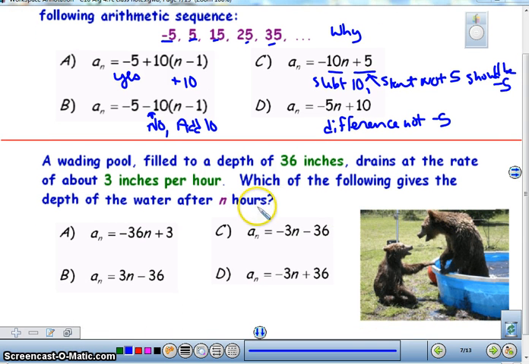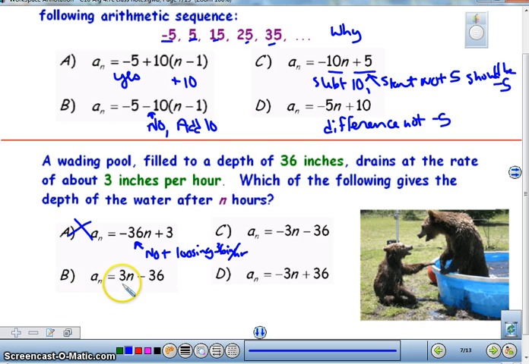Again, if we look at this wading pool example, it says it's filled to a depth of 36 inches and it drains at a rate of 3 inches per hour. Which of the following gives us the depth of the water after n hours? We want to be thinking, okay, what's happening? In this situation, it says we're losing 36 inches an hour. No, we're losing the 3, so this is not going to work. We are not losing 36 inches per hour. So A does not work.